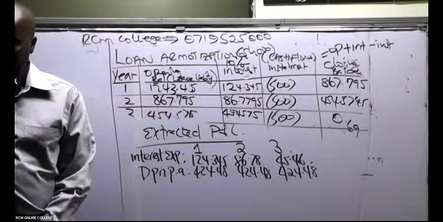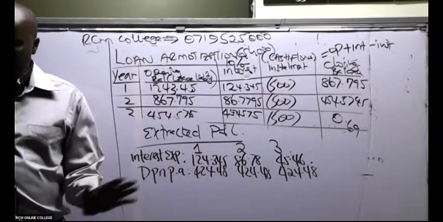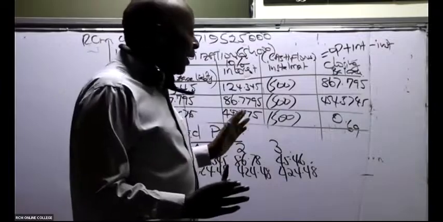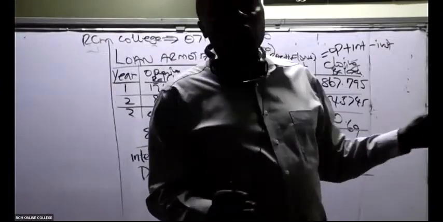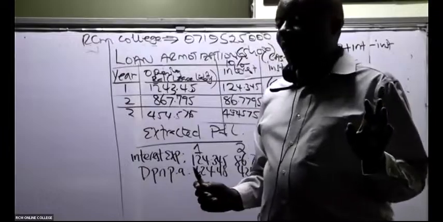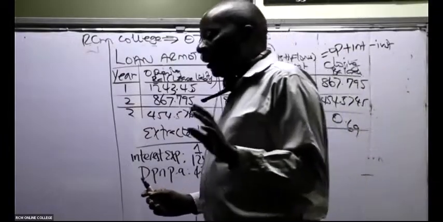Quisa, vitu viwili peke yake. The interest expense and the depreciation. Those are the things that you extract and take to your income statement. Those two things alone. So, ladies and gentlemen, is that okay?